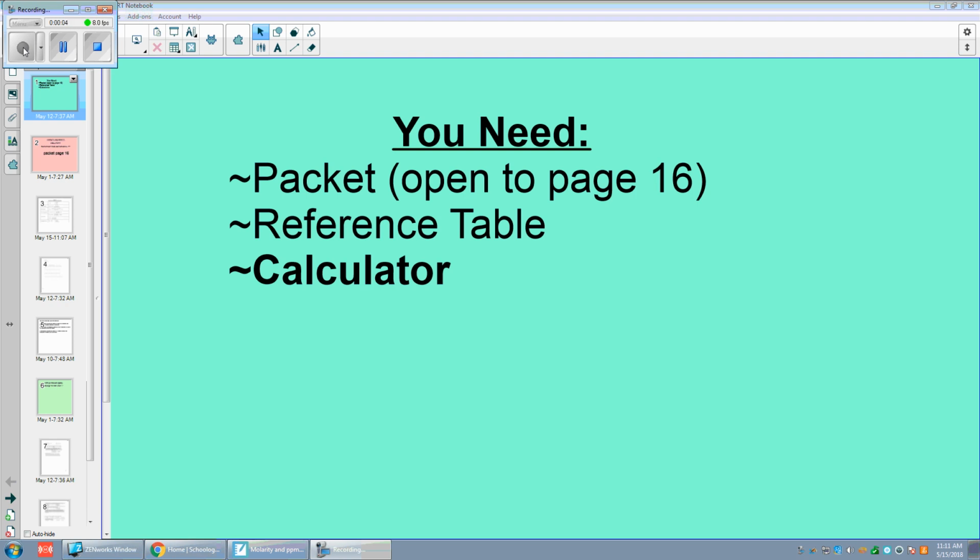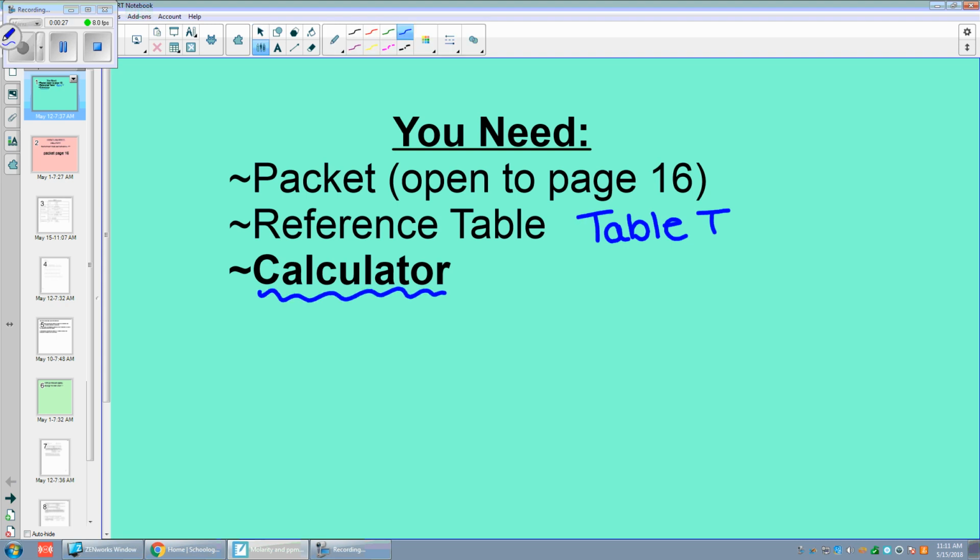Okay guys, so this is going to be your molarity and parts per million notes. You'll need your packet, open it up to page 16. You also want your reference table. We're really going to want table T for this lesson. And you definitely want to have a calculator. We need to try some problems, make sure we're getting the right answers.